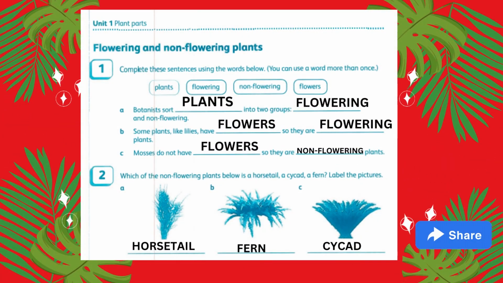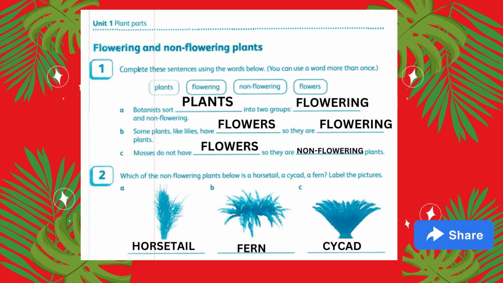Now, flowering and non-flowering plants. Number one, complete these sentences using the words below. You can use a word more than once. Plants, flowering, non-flowering, flowers. Botanists sort plants into two groups, flowering and non-flowering. Some plants, like lilies, have flowers, so they are flowering plants. Mosses do not have flowers, so they are non-flowering plants.